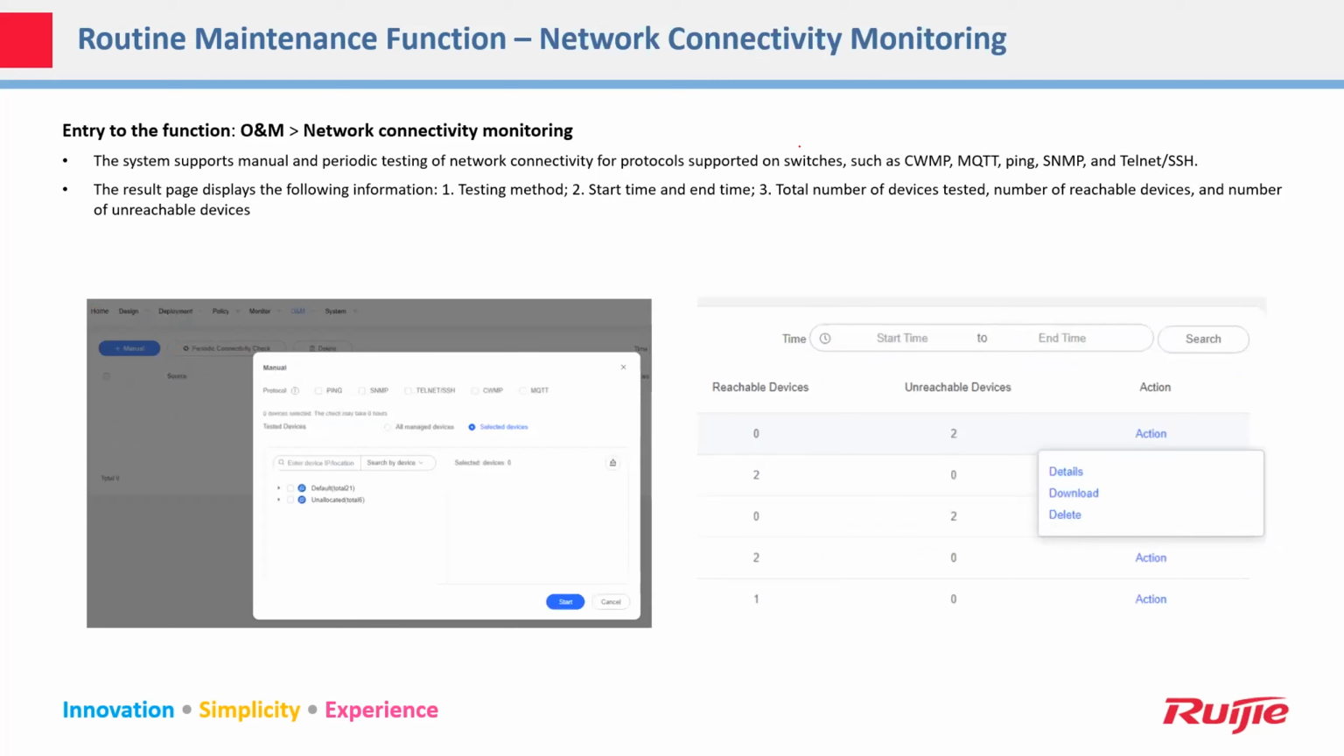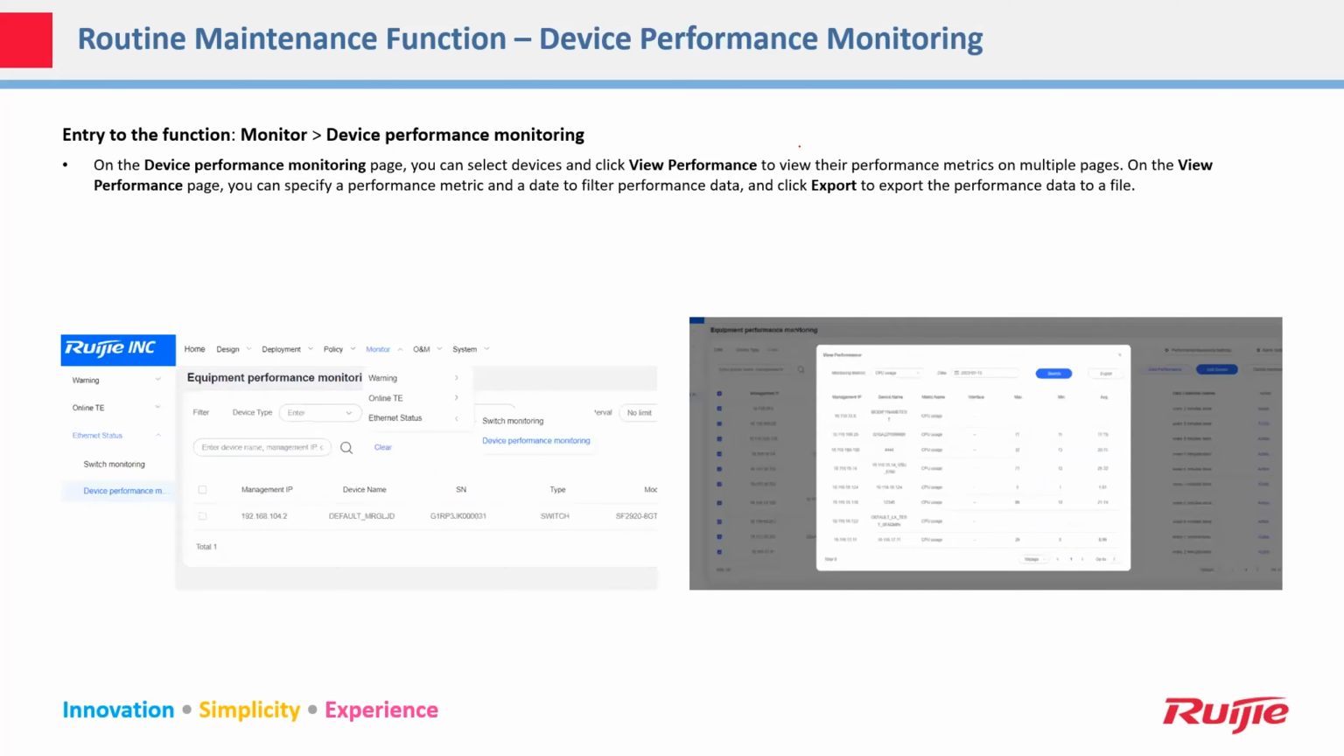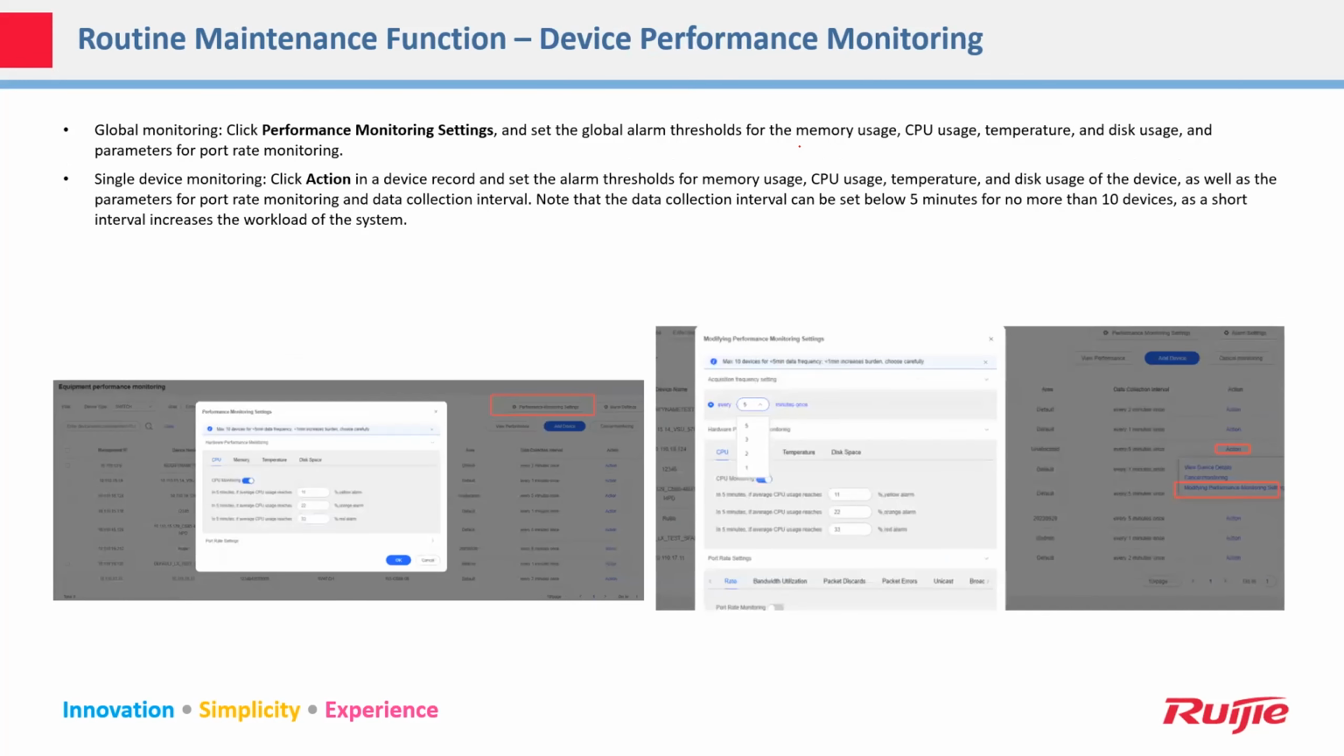And next is network connectivity monitoring. From the name we know, it's used to monitor the connectivity of the network. And the next, device performance monitoring. Monitor, for example, the CPU usage and the memory usage of the devices in the network. Right? You can set some monitoring sessions.